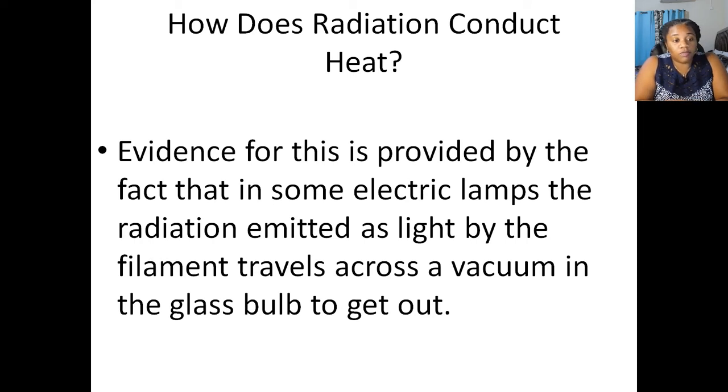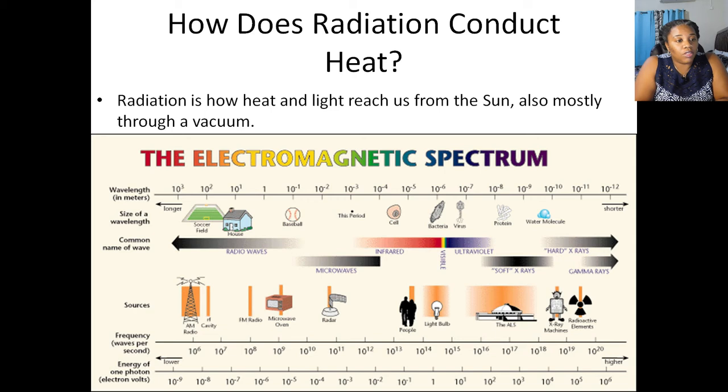Evidence for this is provided by the fact that in some electric lamps, the radiation emitted as light by the filament travels across a vacuum in the glass bulb to get out. Radiation is how heat and light reach us from the sun, so we know that space is actually a vacuum. And we have the electromagnetic radiation that leaves the sun. Here we have it. We start off with radio waves and microwaves and infrared waves, then visible light, ultraviolet light, then x-rays, and then gamma rays.